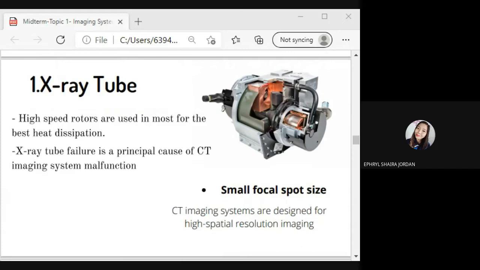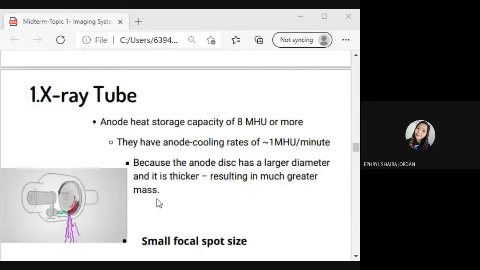Focal spot size is also important in most designs. We know that the CT imaging systems are designed for high spatial resolution, right? Therefore, they incorporate X-ray tubes with a small focal spot. What is used in the X-ray tube of CT is a small focal spot, because computed tomography imaging requires high spatial resolution.